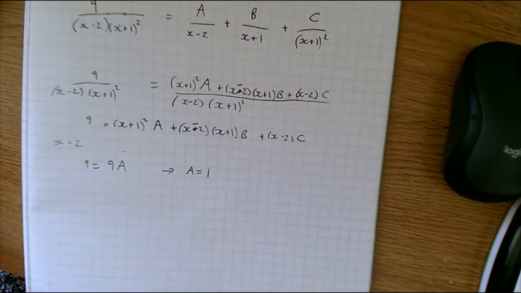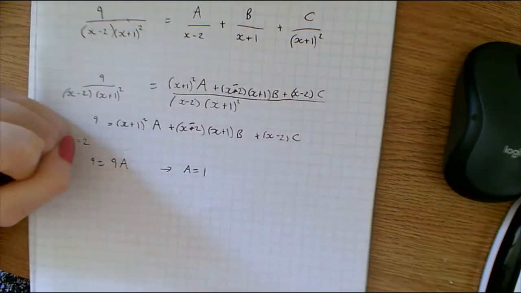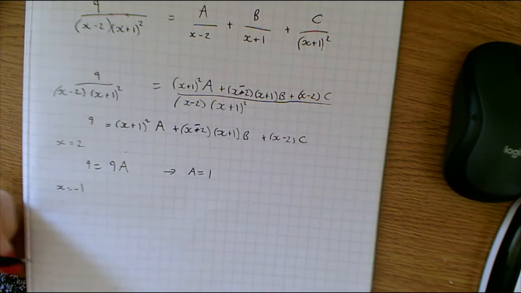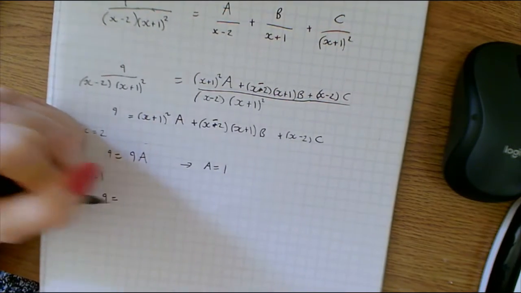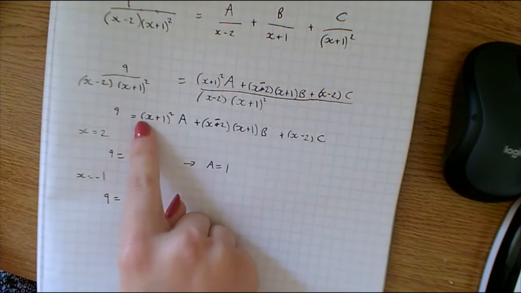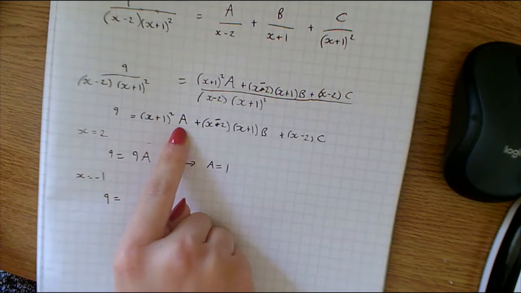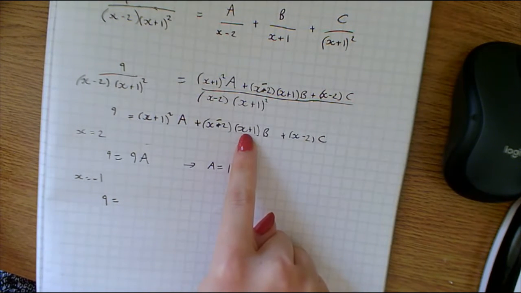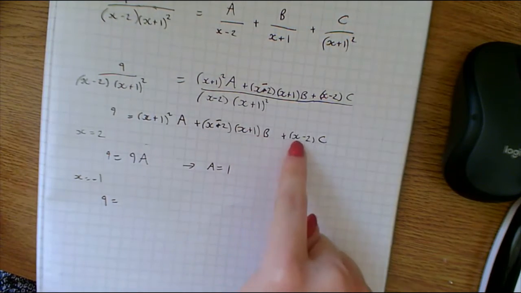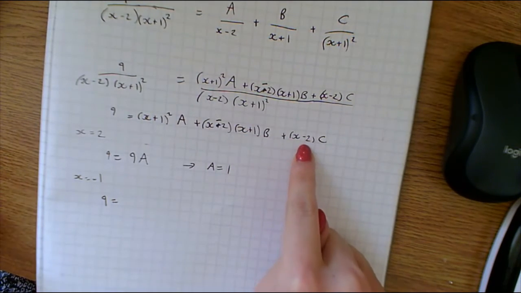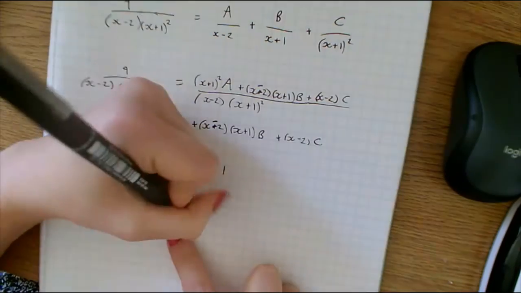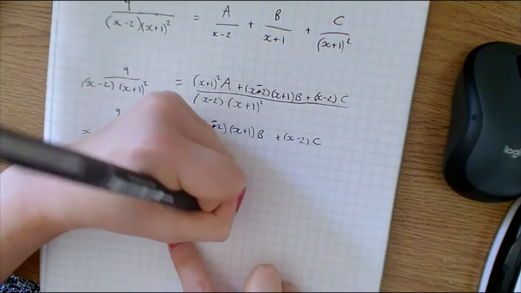After that, another good thing to substitute in would be x equals negative 1. When I substitute in x equals negative 1, this bracket will be equal to 0, so we get 0A. This will be equal to 0 as well, because minus 1 plus 1 is 0, so I get 0B. And over here, minus 1 minus 2 is minus 3, so minus 3C. Because of that, C equals minus 3.